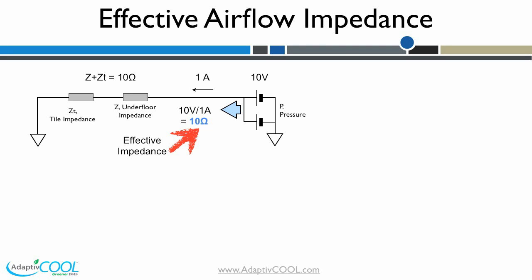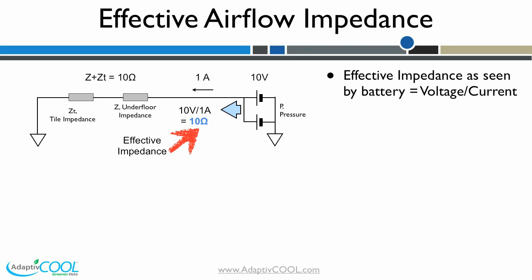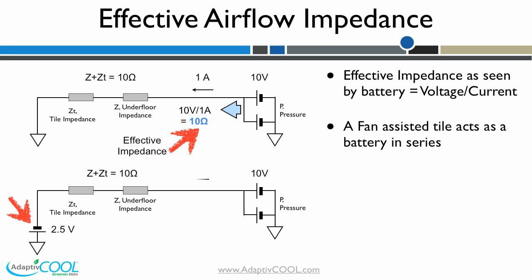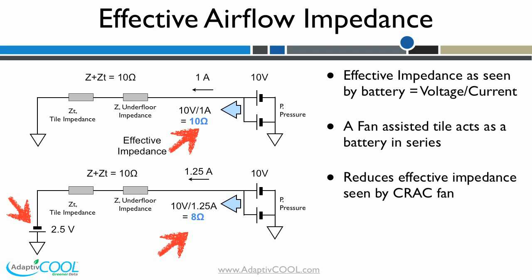The equivalent electrical circuit of airflow with the grated tile is shown here. The effective resistance as seen by the batteries is voltage by current. Now, the same circuit with a fan-assisted tile offers higher voltage across the resistance. If the added voltage is 2.5, the net voltage seen by the resistance is 12.5 volts. 12.5 volts over 10 ohms creates a current of 1.25 amps. The effective resistance the 10 volt battery sees is 10 volts divided by 1.25 amps, which is 8 ohms.